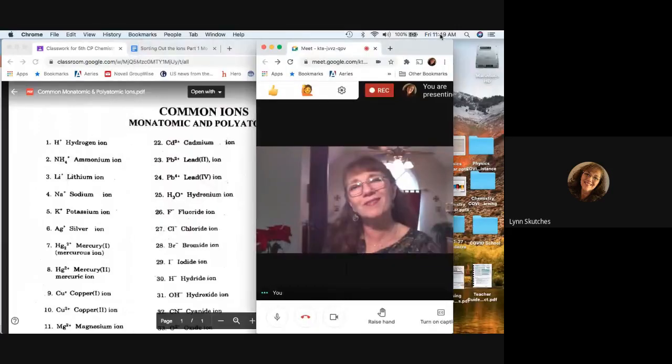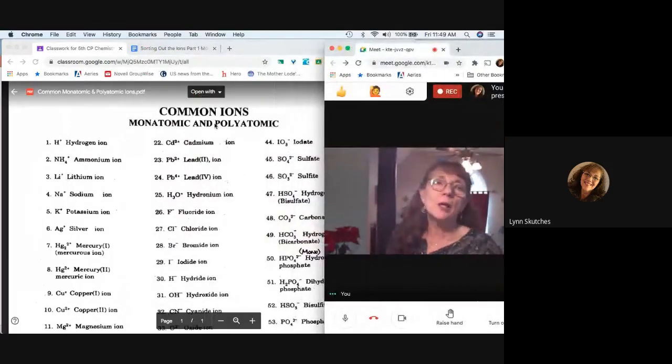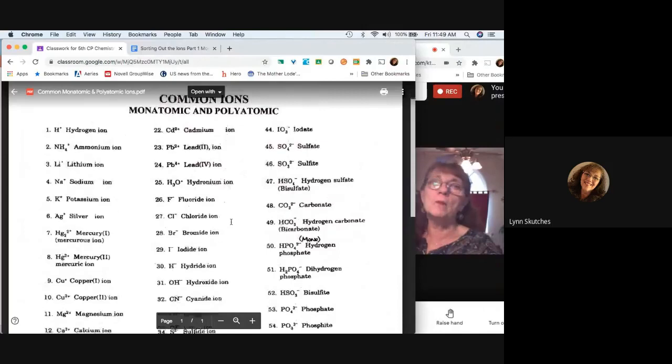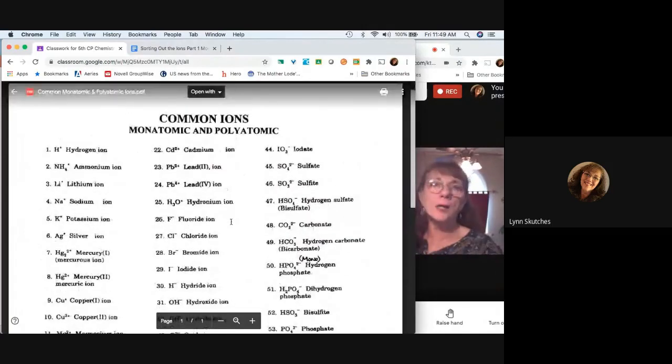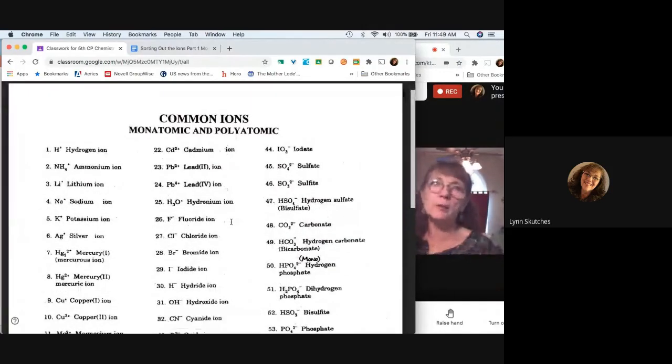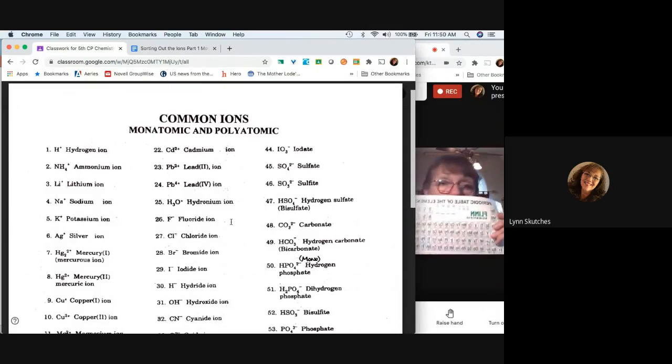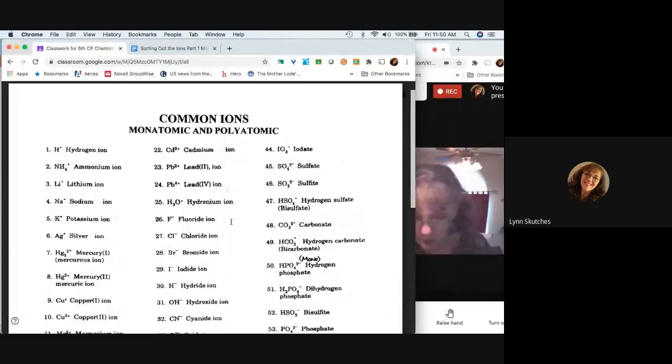Too much. Okay. And again, this list has monatomic and polyatomic ions. The monatomic ions, you can figure out their charge based on where they are in the periodic table, which is why I had to do the dot diagram thing to remind you about valence electrons. And we'll look at this right at the end too if we have time, which we should.